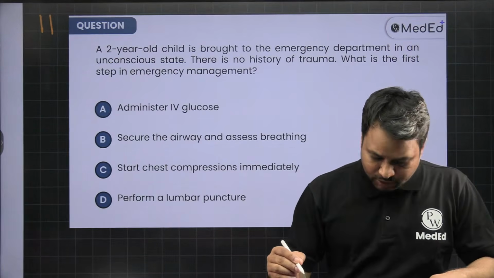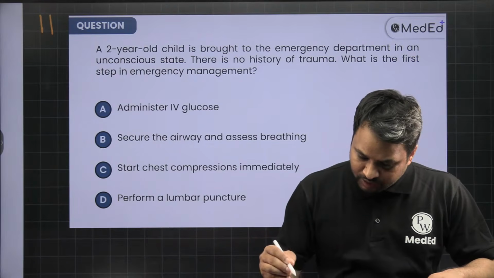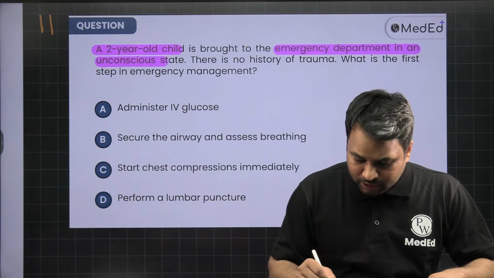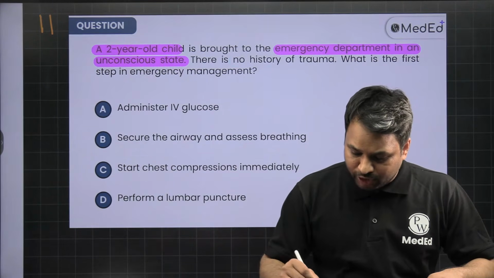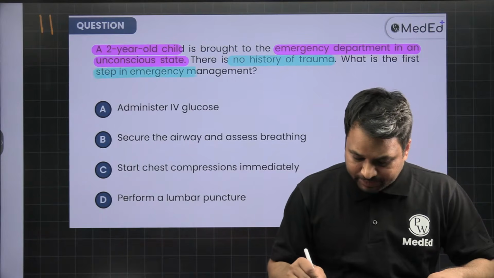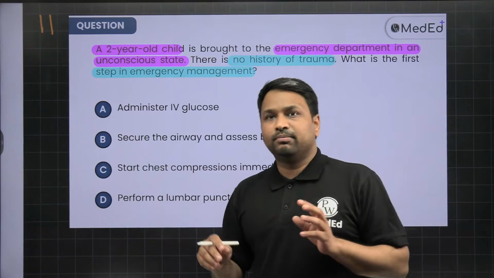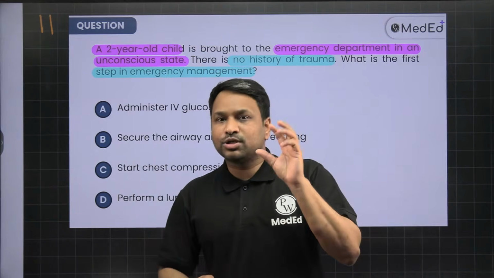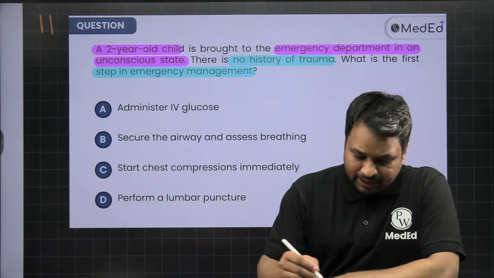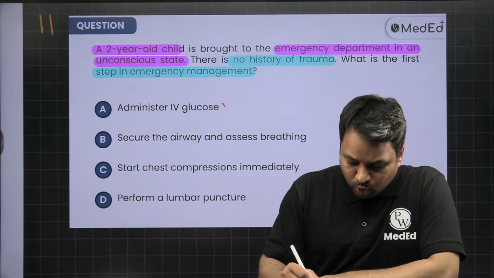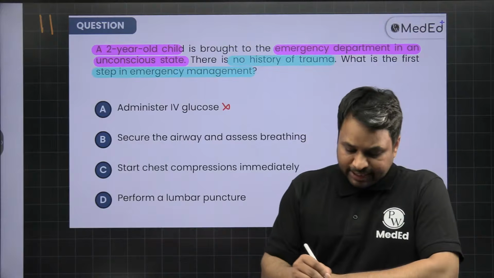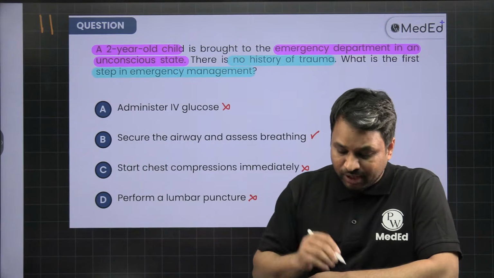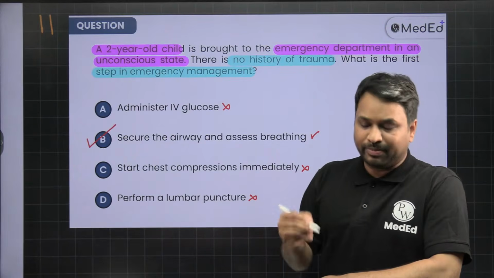Now, what do you have in question number 11? I have a 2-year-old child brought to the emergency department in an unconscious state with no history of trauma. What is the first step in emergency management? See, ideally you should secure the IV line. At the same time, also secure the airway. I will not directly administer glucose unless I know the status, so I have to do an RBS. Secure the airway and assess the breathing makes sense. No need for chest compression, no need for lumbar puncture. Of all the given options, B is going to be the best.